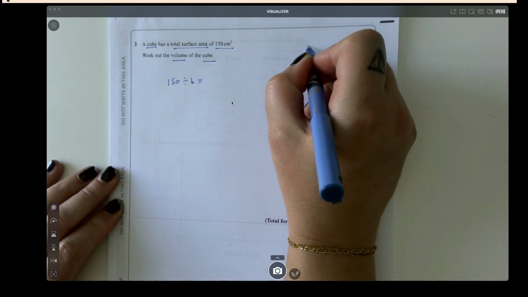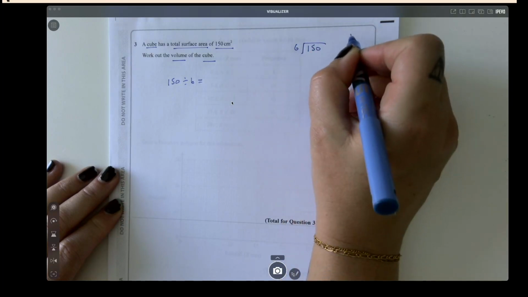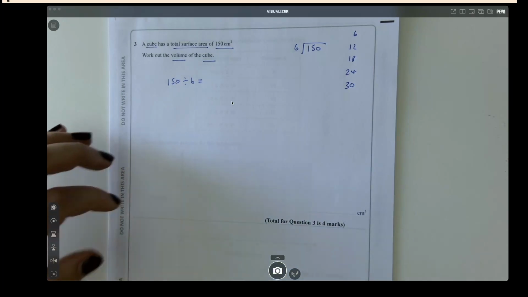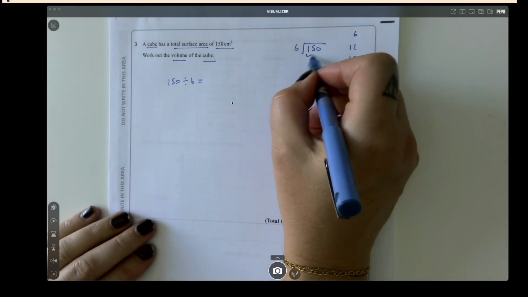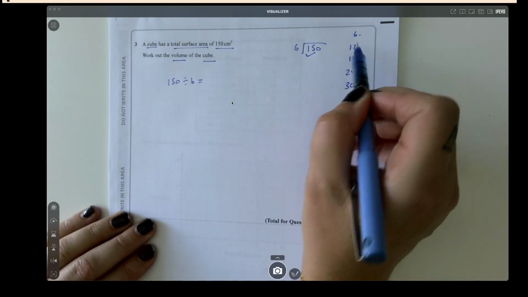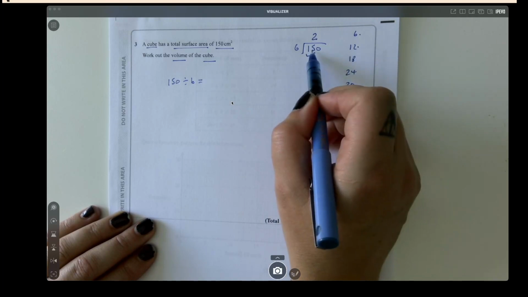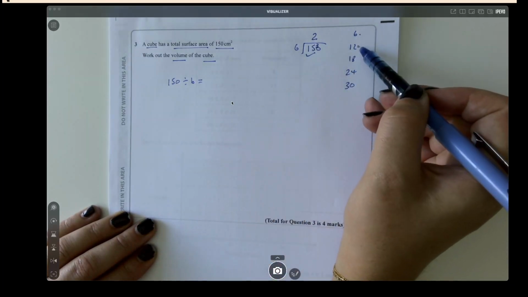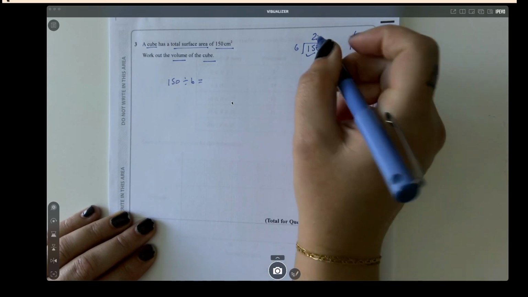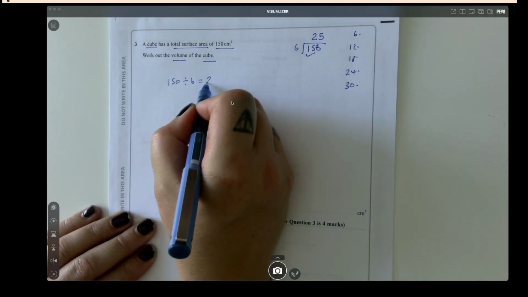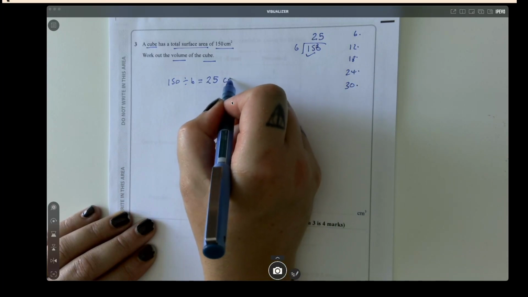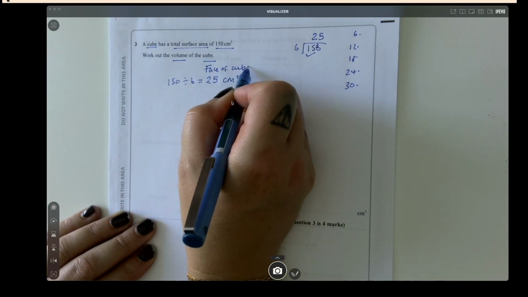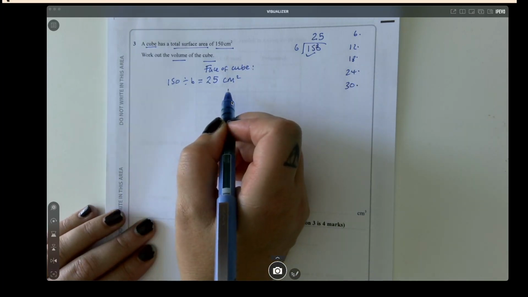So 150 divided by 6: 6, 12, 18, 24, 30. Let's see if that's enough. So 6 is into 15, 1, 2. The remainder to get from 12 to 15 is 3. 6 is into 30, 1, 2, 3, 4, 5. So 150 divided by 6 is 25. So the area of one face of this cube is 25 centimetres squared.